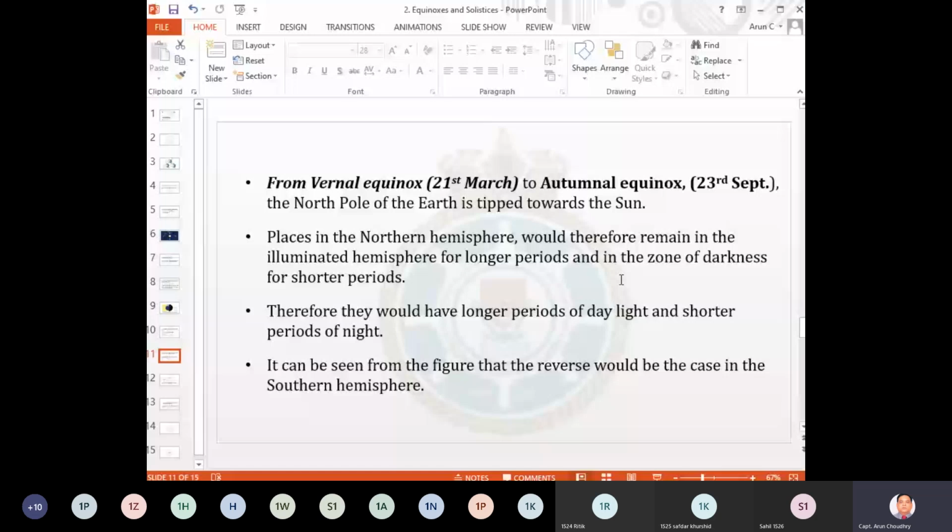That means from 21st March to 23rd September, because the sun is in the northern hemisphere, you would have a longer period of daylight than darkness. There is more period of daylight and less period of darkness.